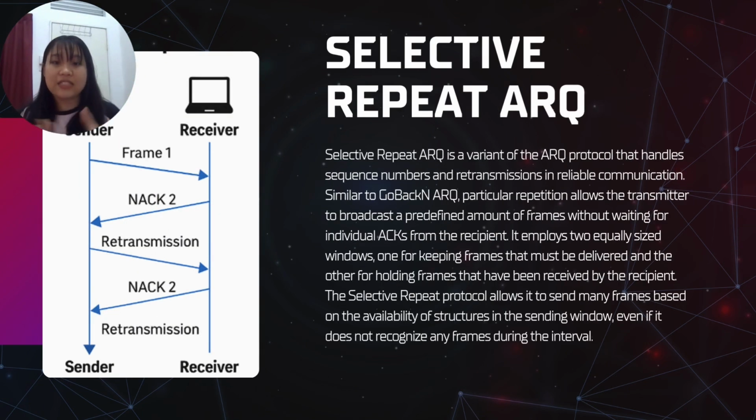Now let's look at selective repeat ARQ, the most efficient ARQ among these three. And why would I say that? The selective repeat ARQ also uses a sliding window. But unlike the go back N ARQ, it only retransmits the lost or corrupted frames.